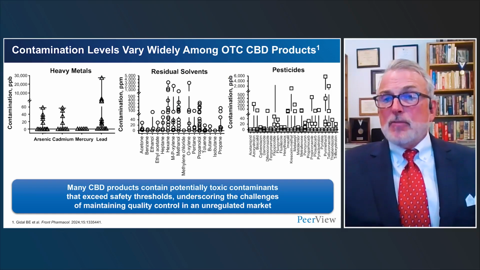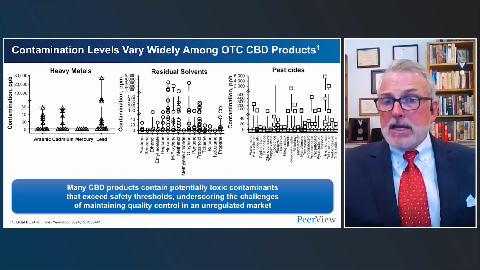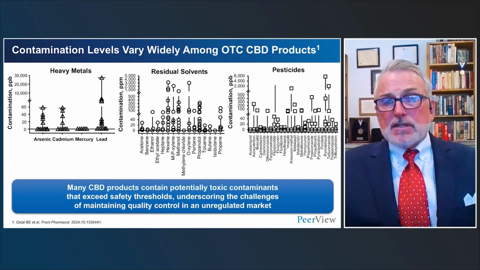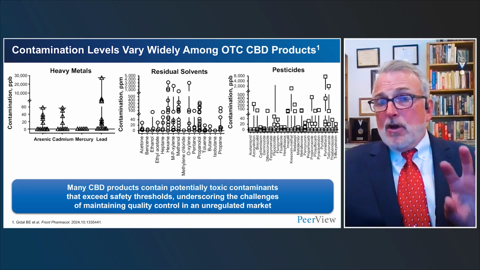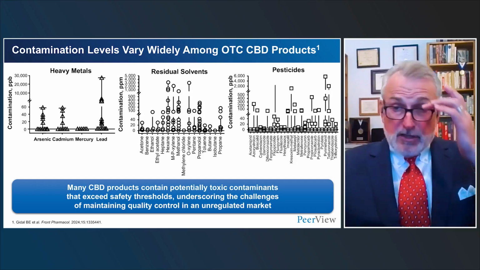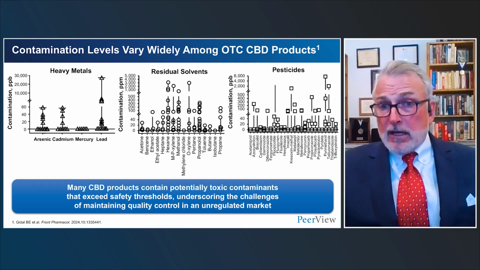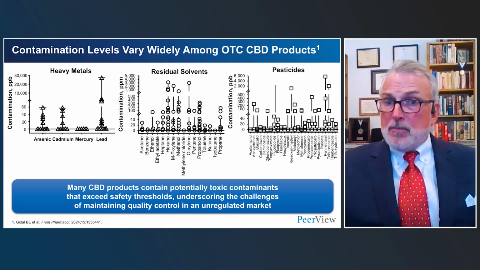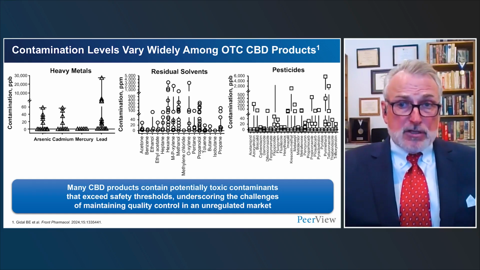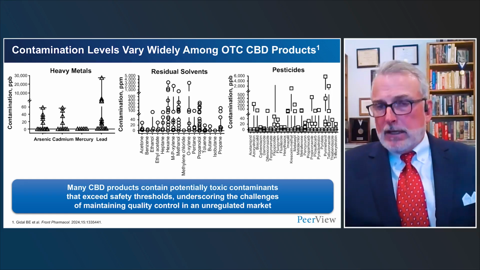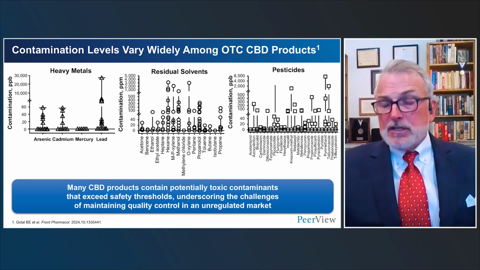More importantly, those same over-the-counter compounds can contain contaminants, again, because they're unregulated. And so here's a study in which the investigators took a variety of different over-the-counter products, each represented by a single point on these graphs, and showed that there were heavy metal contaminants in some of them, residual organic solvents from their extraction, and even pesticides from the hemp plants from which they were derived. That's not going to be true of all products, but because it's not regulated, it creates this gray area and a source of potential harm.